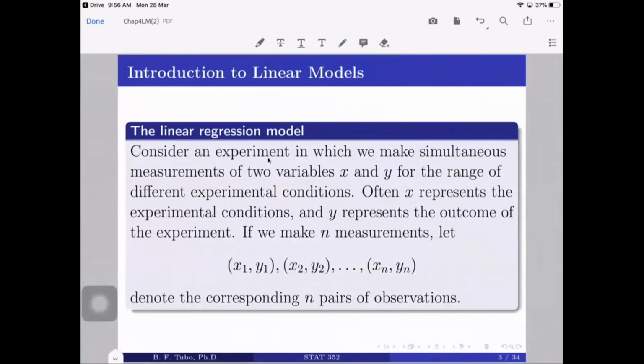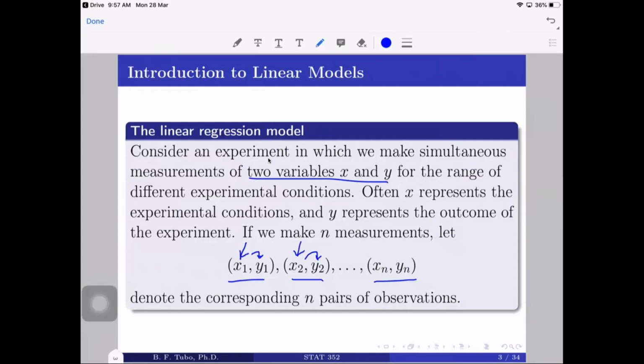So consider a situation in which we have simultaneous measurement of two variables, x and y. So you have simultaneous observation, and you will have an ordered pair. For a particular x1, you will have a response y1, so (x1, y1). For a particular explanatory variable x2, we'll have a response y2, and so on and so forth. Often x represents the experimental conditions and y represents the outcome of the experiment. So you have n pairs of observations.